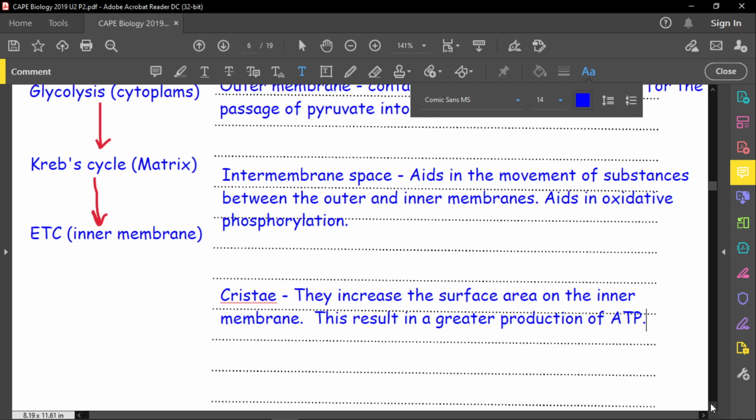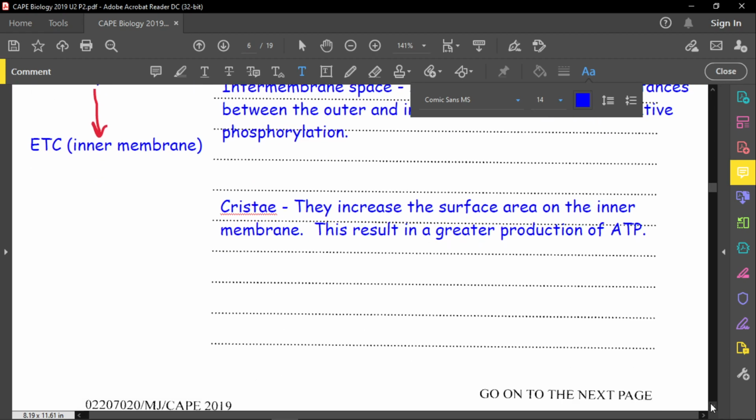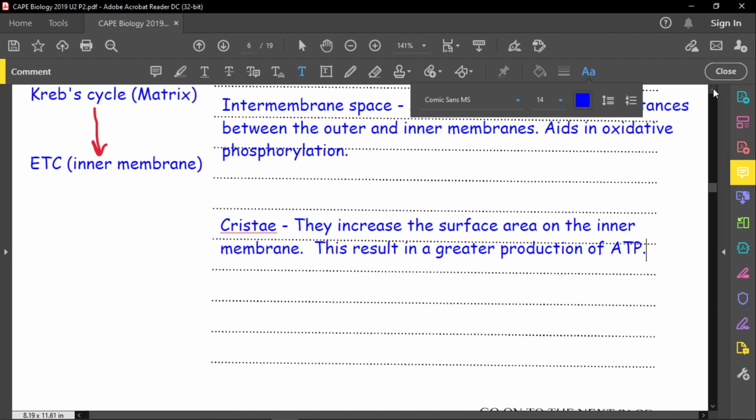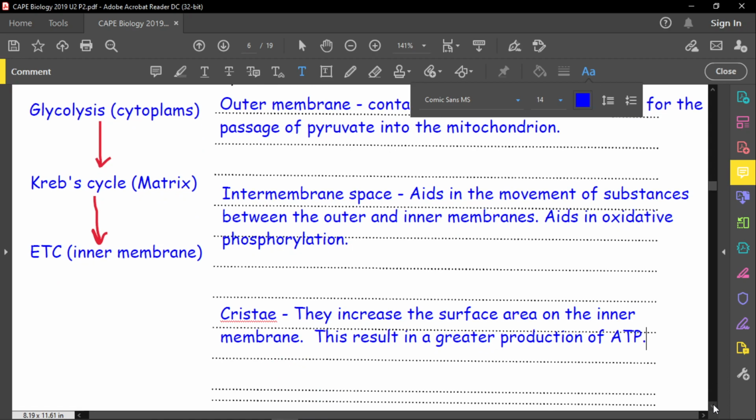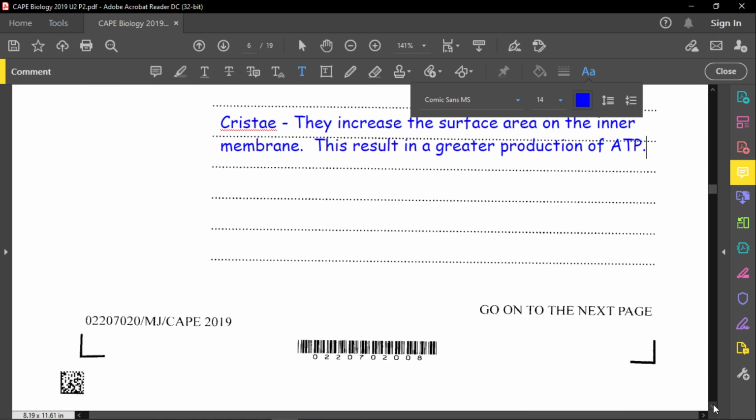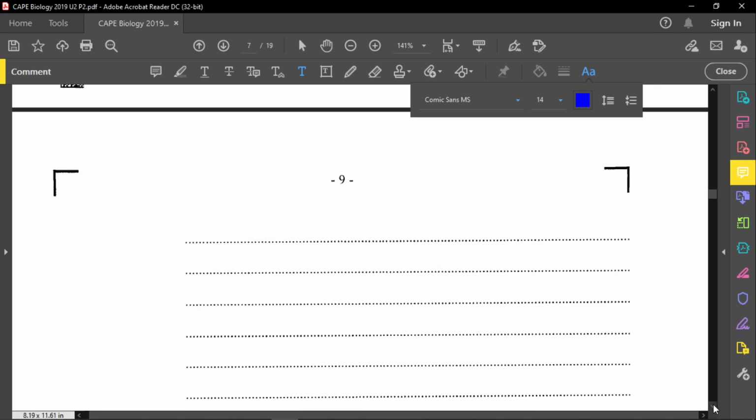Now let's go to the matrix, because as I mentioned, the inner membrane is where the last stage of respiration will take place. I could go on my flow chart right here, just to point it out again. So remember, cytoplasm is the first place, then the matrix, then the inner membrane. So that's the order in which respiration takes place.